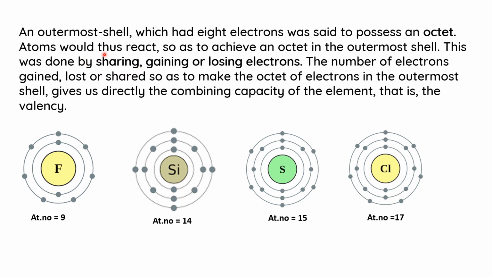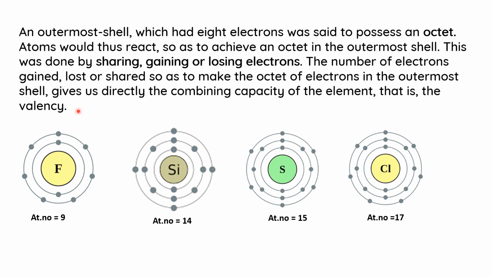Sharing electrons, you will study in 10th standard. Carbon and silicon share electrons with other atoms. Gaining or losing electrons, we already studied. The number of electrons gained, lost, or shared so as to make the octet of electrons in the outermost shell gives us directly the combining capacity of the element, that is the valency.